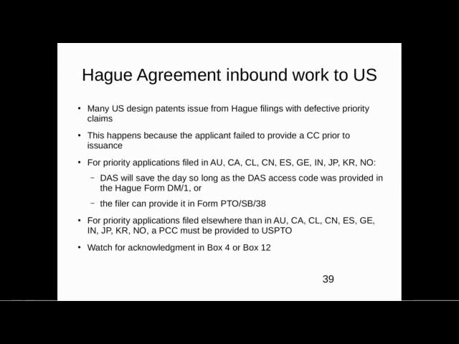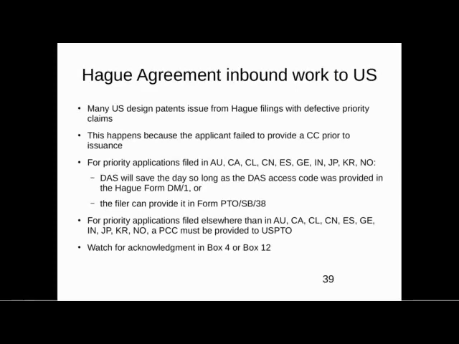And for the people attending today's webinar who are in countries outside the US, make darn sure that in form DM1, the Hague form, you put in the DAS access code, assuming that your priority filing was in one of the countries that is a depositing office for DAS. Otherwise, have U.S. counsel use Form SB38 to provide the DAS access code. Otherwise, a physical certified copy is going to have to be provided to the USPTO.